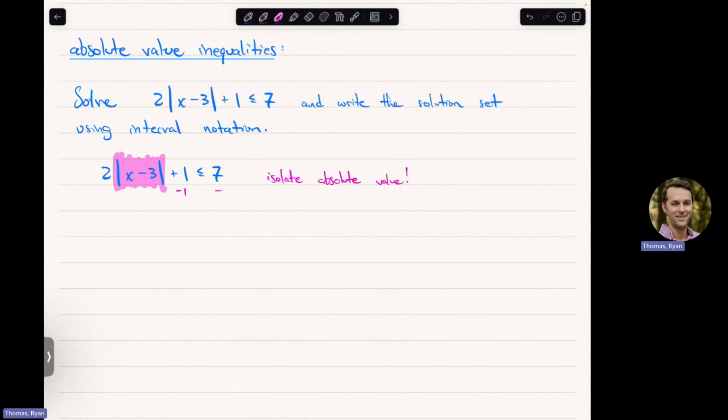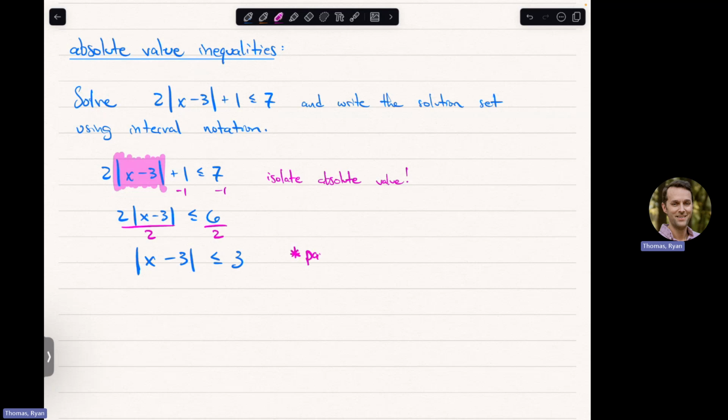To do that, I need to subtract 1 from both sides, which gives me 6, and then divide by 2. Okay, so what I'm really interested in is where the absolute value of x minus 3 is less than or equal to 3.